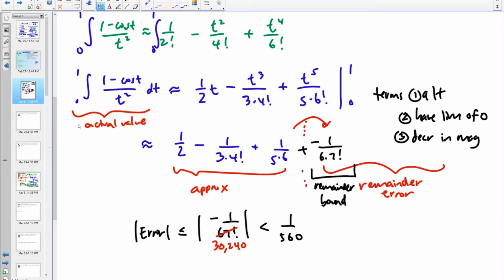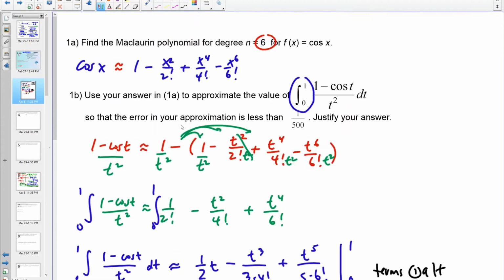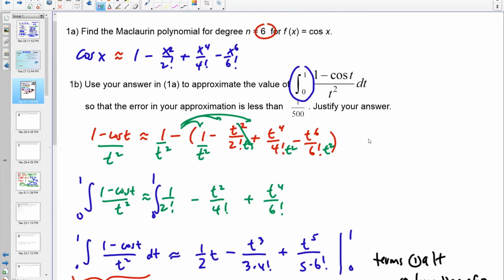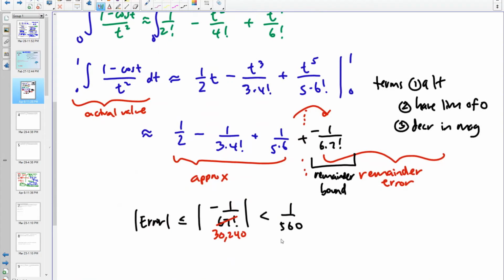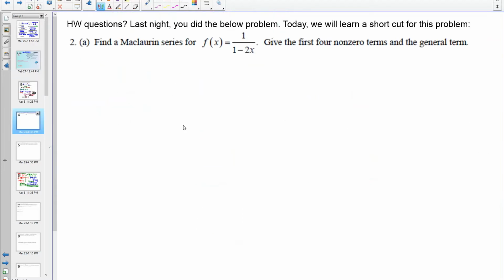All right, let me make sure I answered the question. Use my answer in 1A to approximate this value and show that the error is less than 1 over 500 and justify your error. And I did justify my error. Okay, that's how you do that problem. Let's go ahead and look at homework questions from last night.